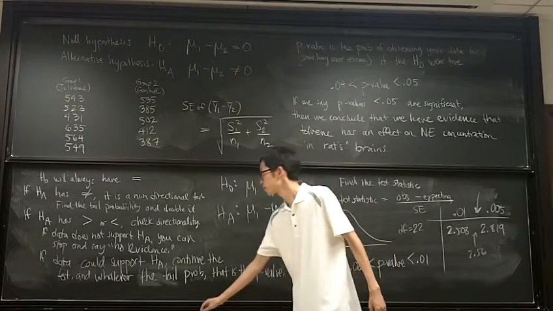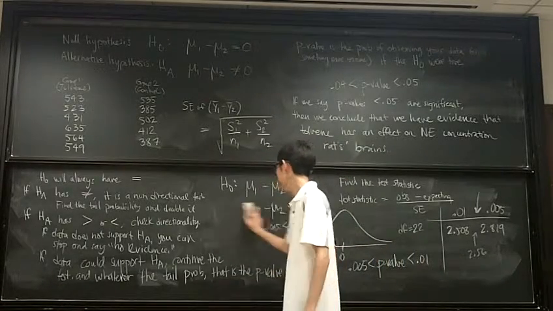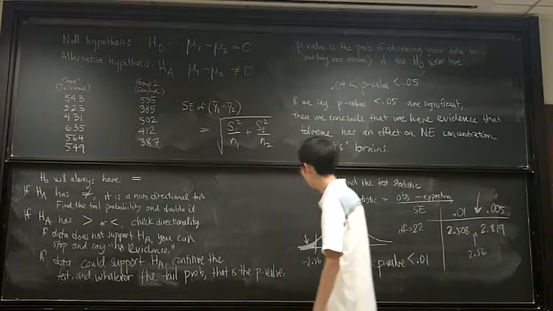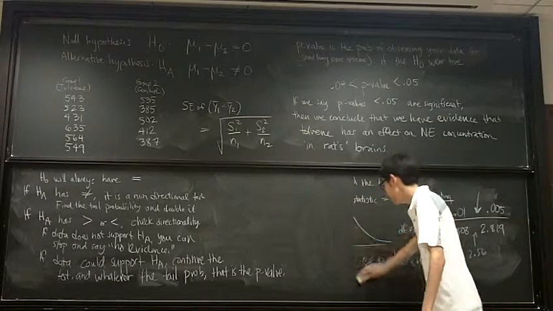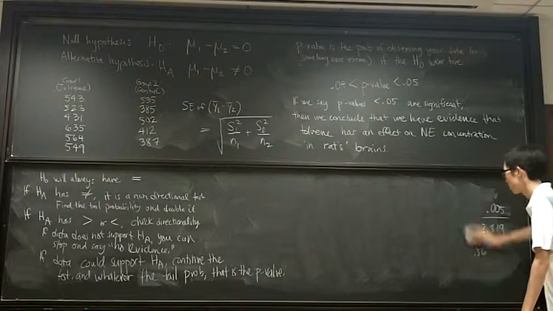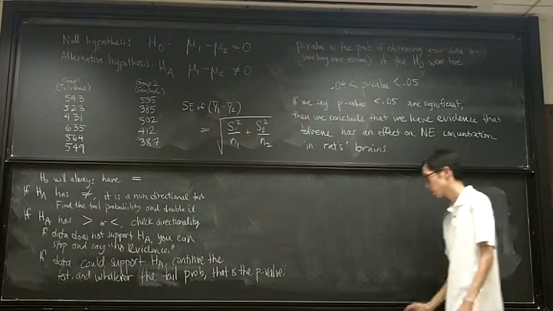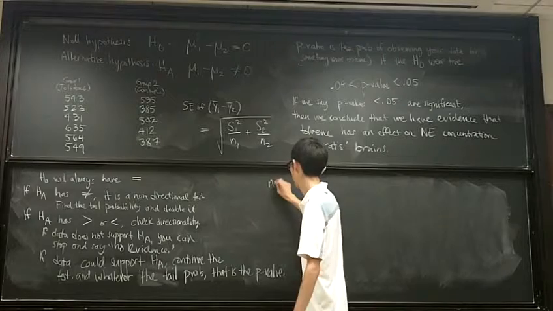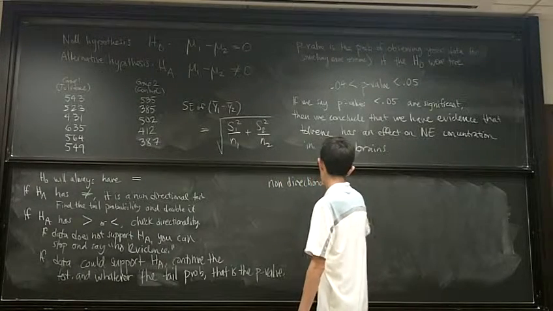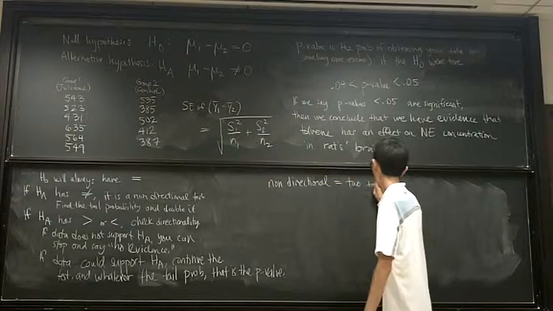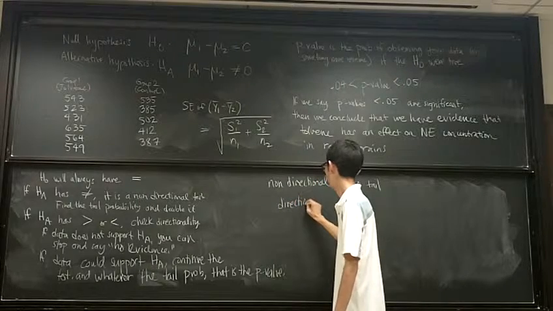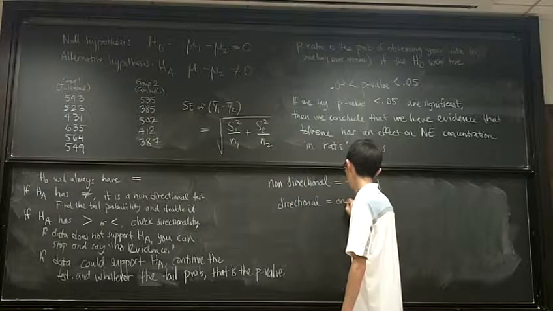So when you say non-directional, you mean it's two-tail? Yeah, if it's directional, it's just a single tail. Yes. So directional and one tail are synonymous, and non-directional and two tail are also synonymous. Non-directional, same thing as two tail, and directional, one tail.